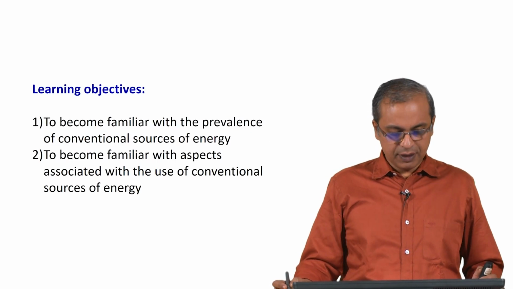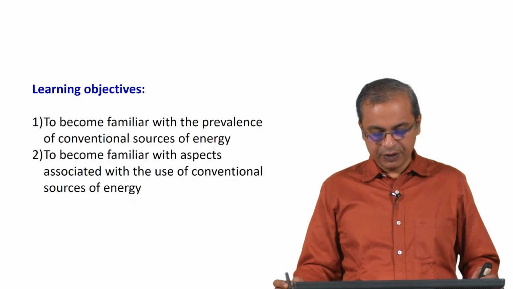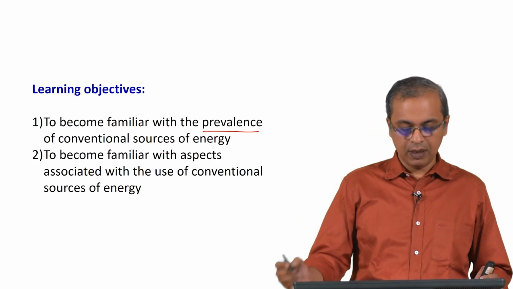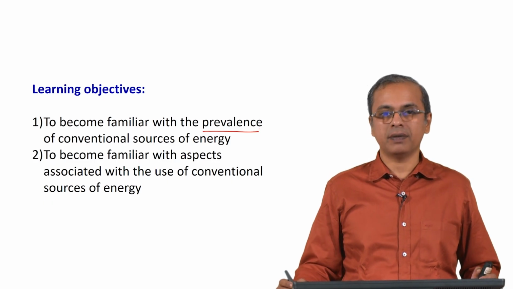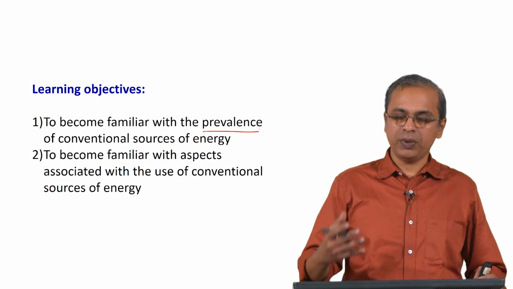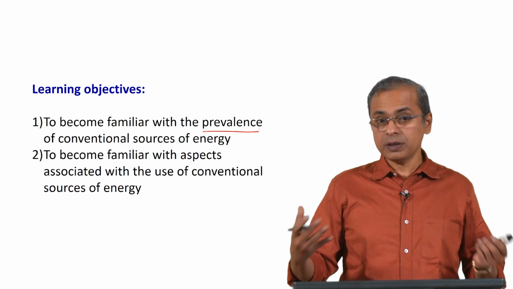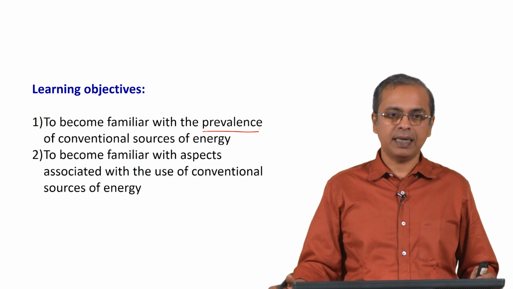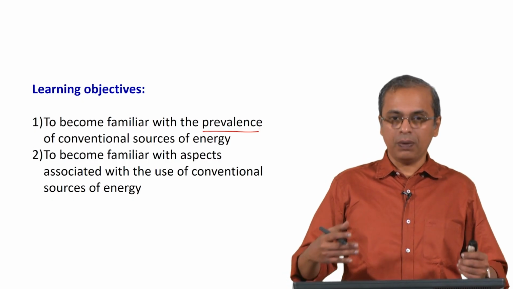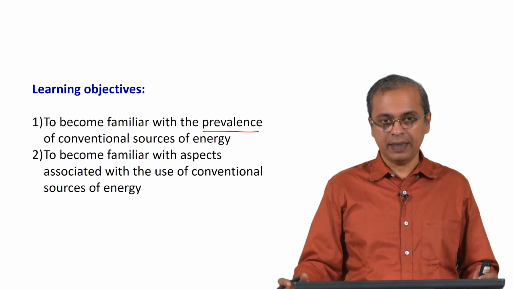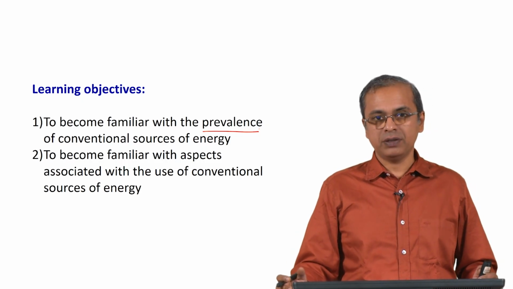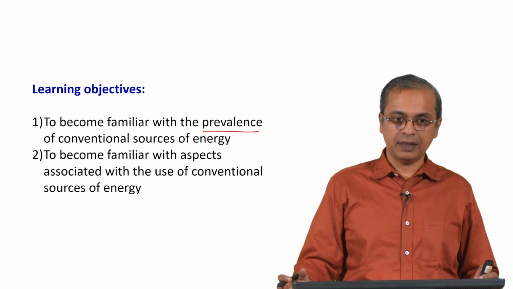Our learning objectives for this class are, first of all, to become familiar with the prevalence of conventional sources of energy, which means I would like you to get a sense of how much we are depending on these sources of energy, how common they are, and also what these sources are. That is the idea when I say that I would like you to become familiar with the prevalence of conventional sources of energy.